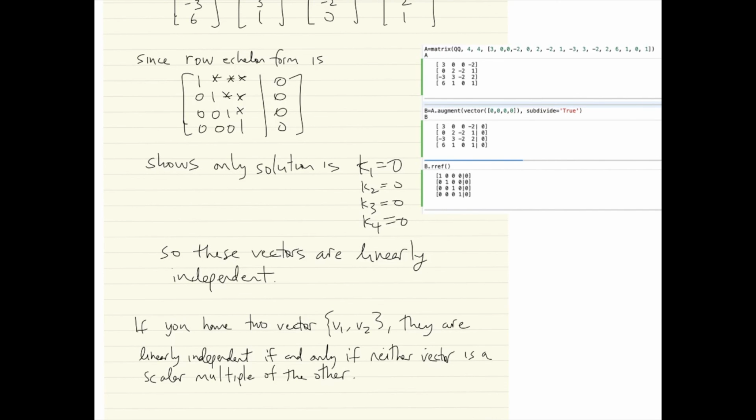Now, a simple fact is if you have a set consisting of 2 vectors, they're linearly independent if and only if neither vector is a scalar multiple of the other.